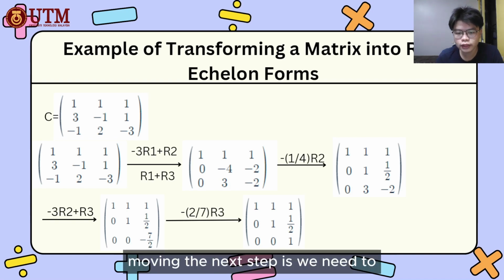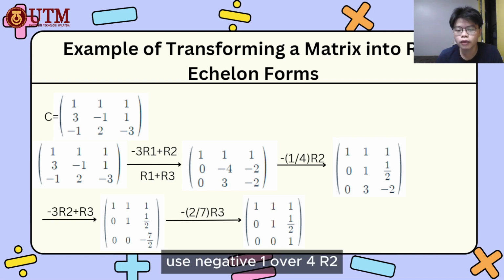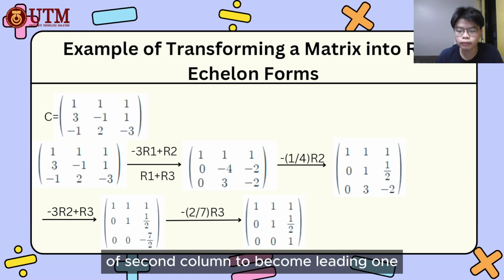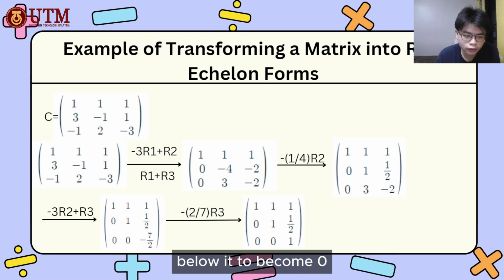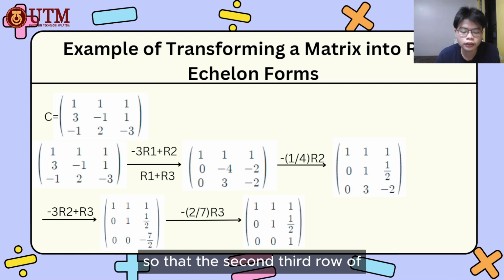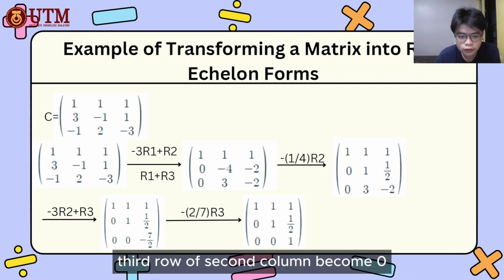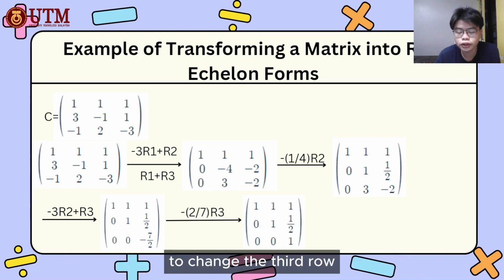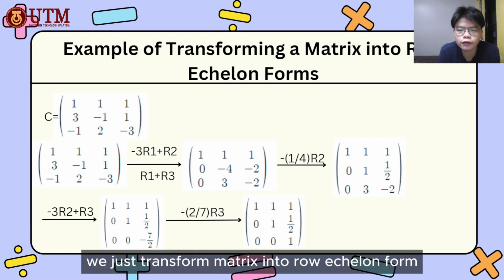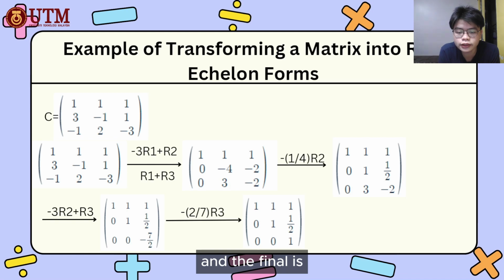Moving to the next step, we need to use negative 1/4 R2 to change the second row of the second column to become a leading one. Next, we need to change the entry below the leading one of the second row to become 0 by using negative 3R2 plus R3, so that the third row of the second column becomes 0. And the last step is we need to use negative 2/7 R3 to change the third row to become a leading 1. For this example, we just transform a matrix into row echelon form, and in the end we get the row echelon form.